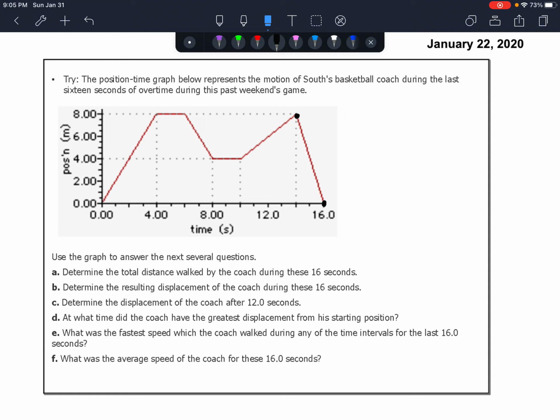All right, I'm going to assume if you're listening to this, you're ready to check some, if not all, of your answers to this problem. So the position versus time graph below represents the motion of South's basketball coach during the last 16 seconds of the overtime during this past weekend's game. So it seems like he was going back and forth a lot and standing still in some instances. So let's get started. Letter A says determine the total distance walked by the coach during these 16 seconds.